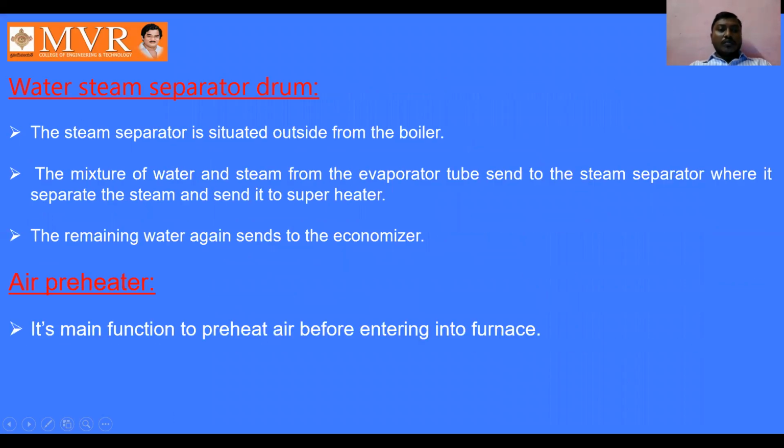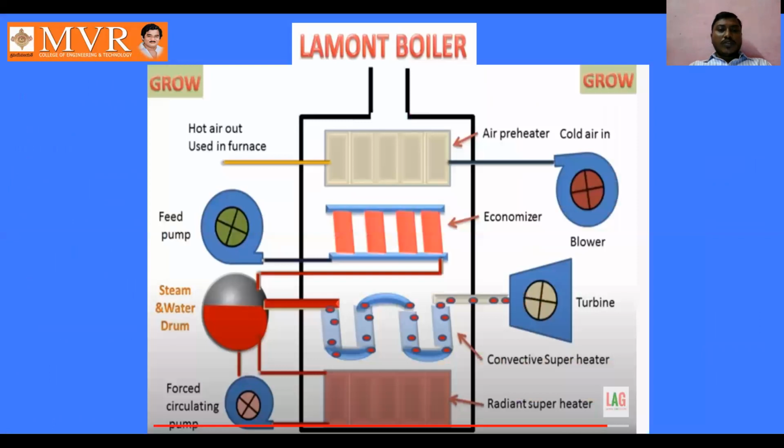This is the working principle of the Lamont boiler, which we can observe here: the cold air enters into the air preheater. Here the cold air is preheated and converted into hot air, and the hot air is sent to the furnace. And here we are going to feed the water by using this pump. We feed water to the economizer, where the water temperature is raised in the economizer, and it enters into the steam and water drum.